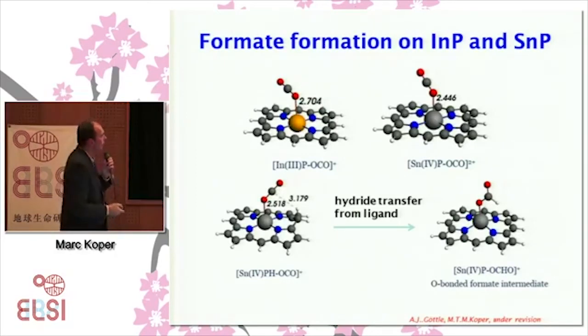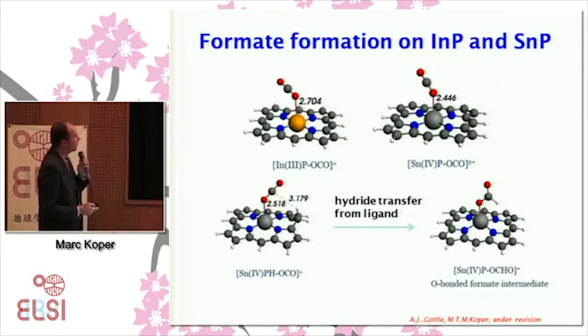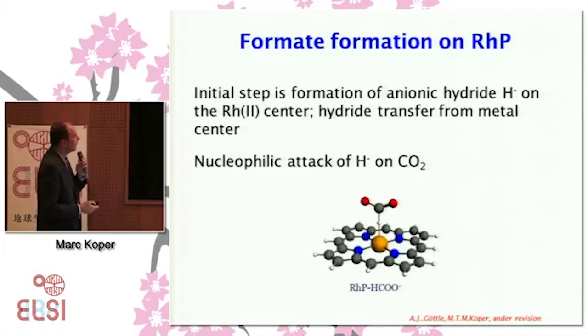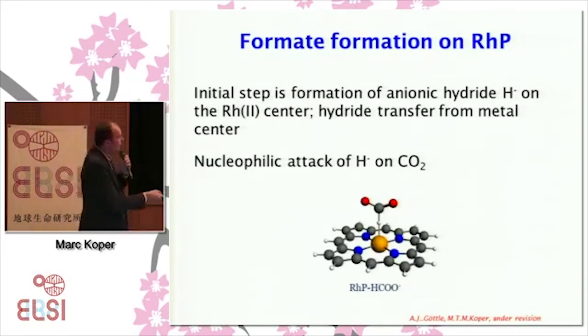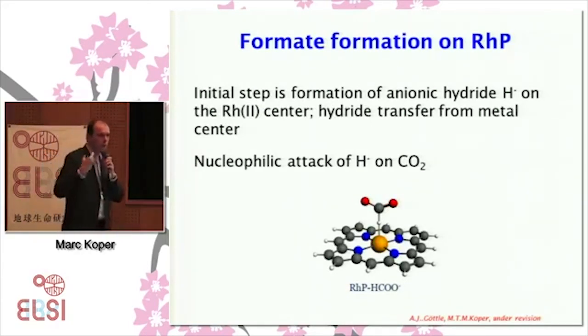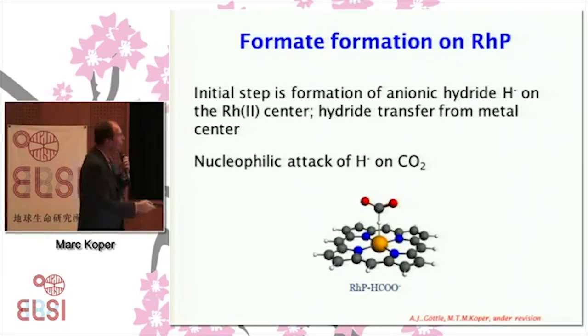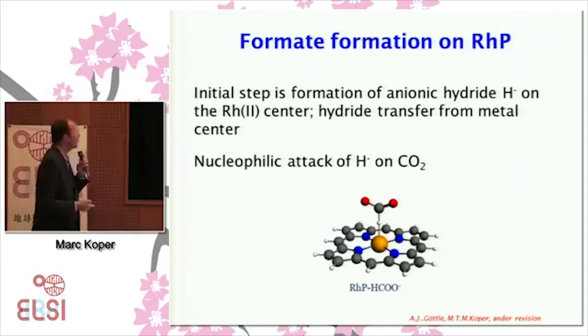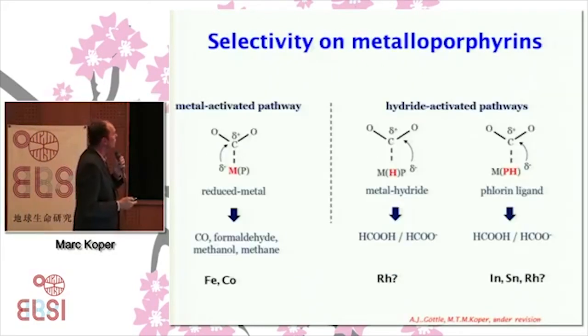and this generates the formate. And we find that we can generate that H-, that hydride intermediate, not only on the ligand; on indium and tin protoporphyrins, we make it on the ligand. On rhodium, actually, we find we can make it on the metal center. And so rhodium is activated not by binding CO2, but by binding a hydride, and this hydride then attacks the CO2, and that is the way in which you make formate.